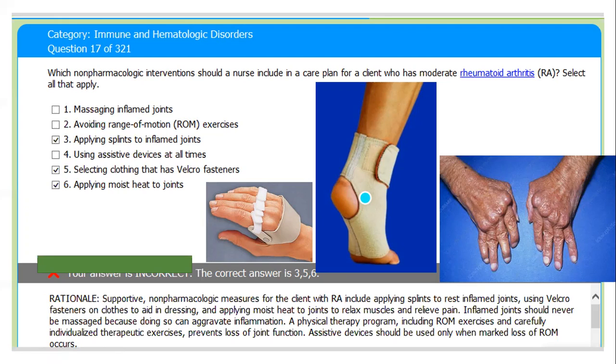So the nursing care plan is important. Always keep in mind, with arthritis, assess the patient's vital signs, and also keep up the observations. So, the rationale.